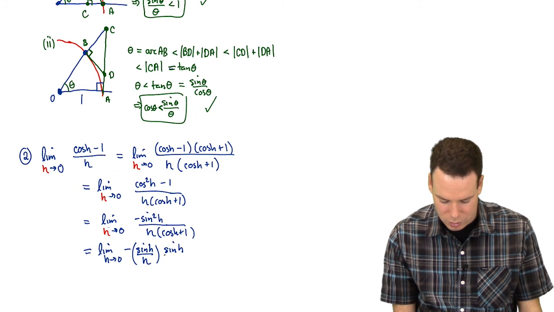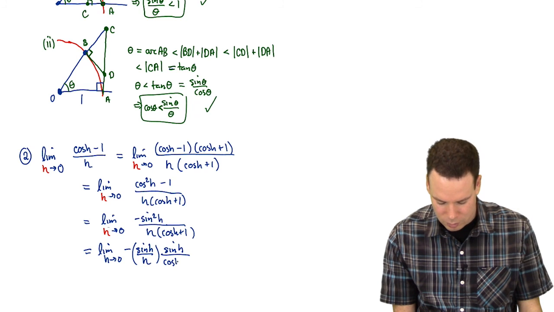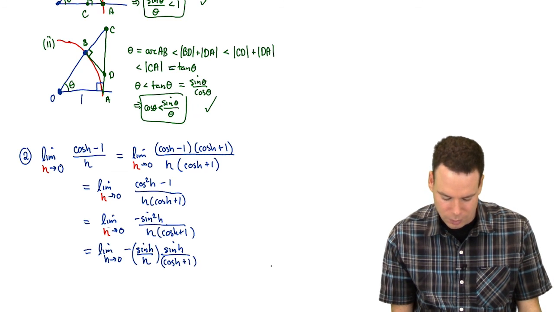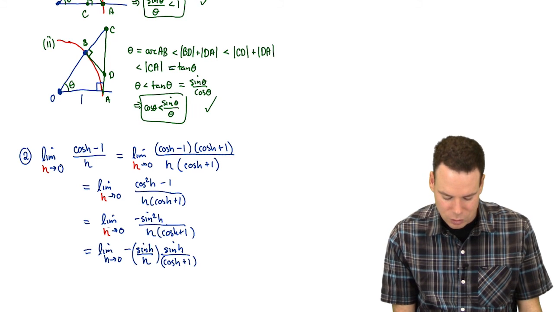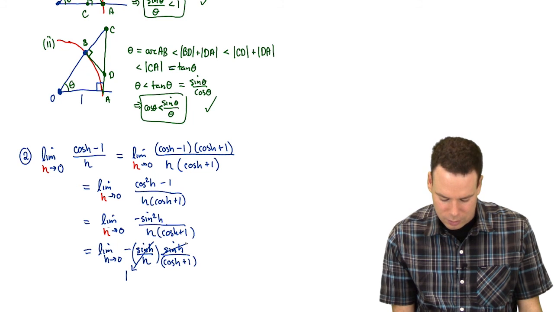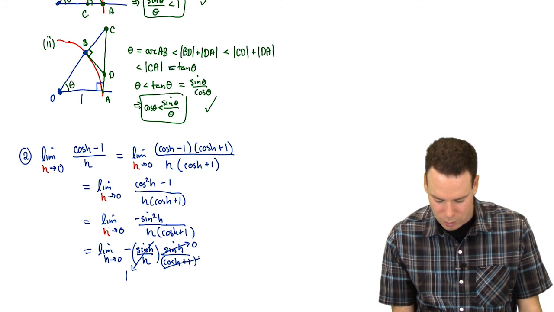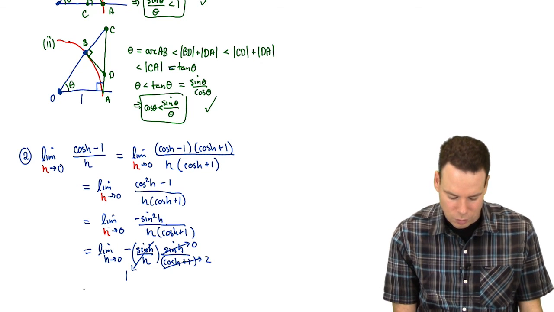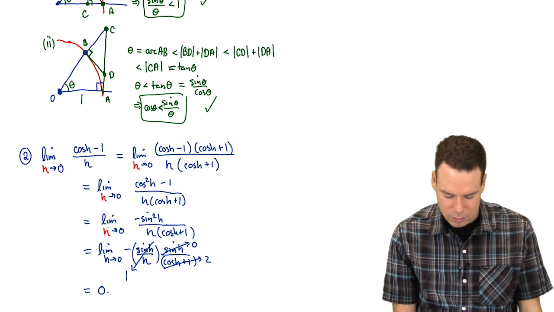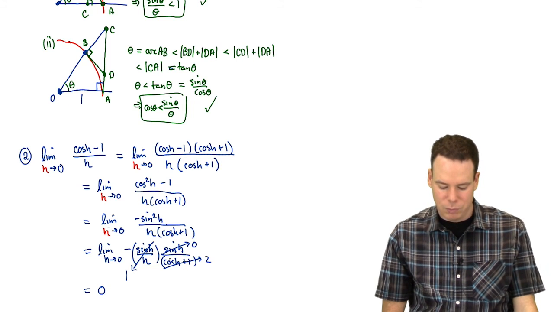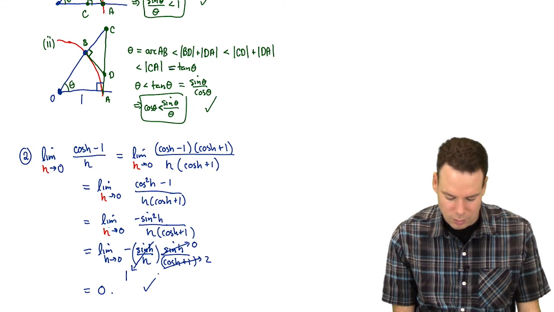There's still a sine h hanging on the top, and there's still a cos h plus 1 on the bottom. So now what happens as h goes to 0? This goes to 1, this goes to 0, and this bottom here goes to 2. So the whole thing is going to 0, because it's 0 divided by 2 times 1. And so there is our result.